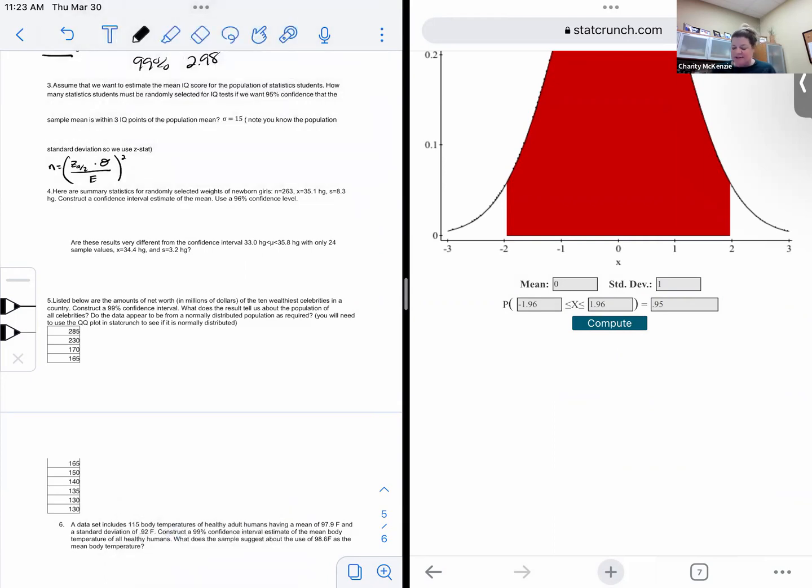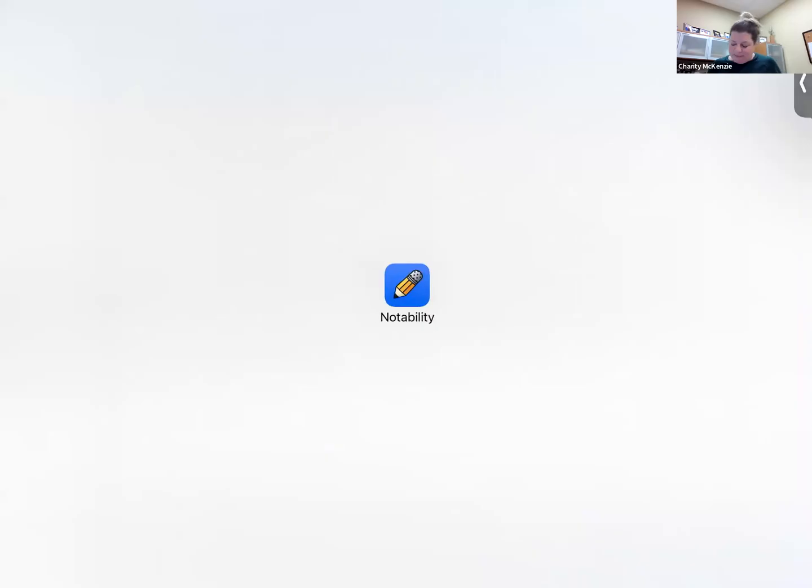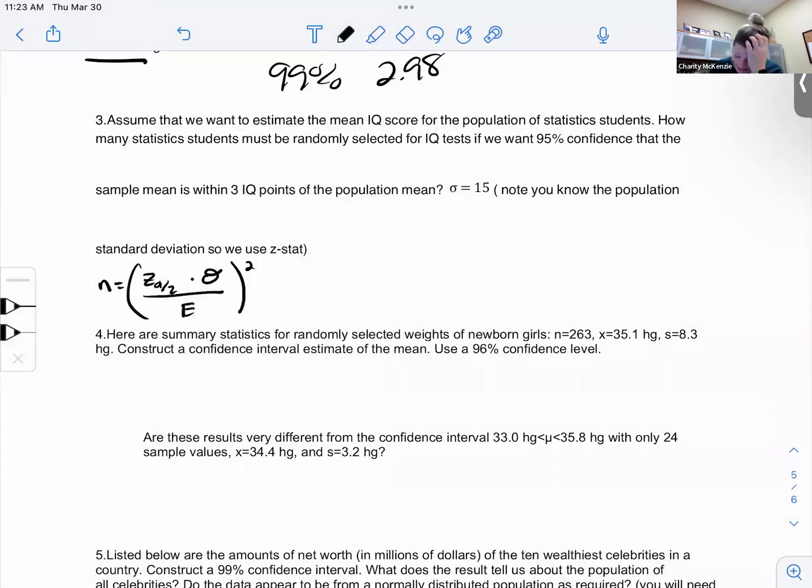Maybe I'll leave StatCrunch open. That's fine. Oh no, you guys can't see it as well. Okay. So I got 1.96. So right now I know the 1.96 here. I do know the 15. Now, do I have to spend the time to try to find that margin of error? I can't actually find it. I don't have a sample.